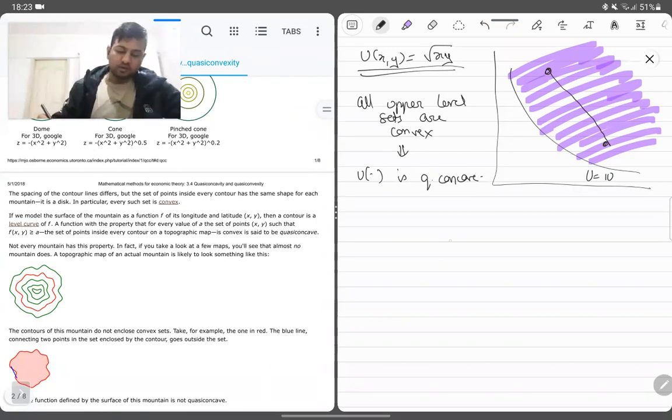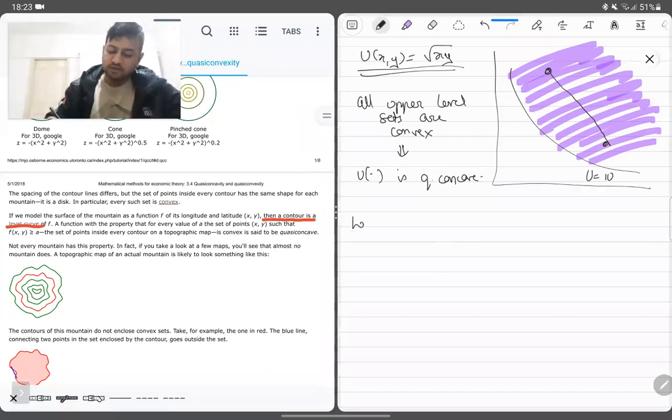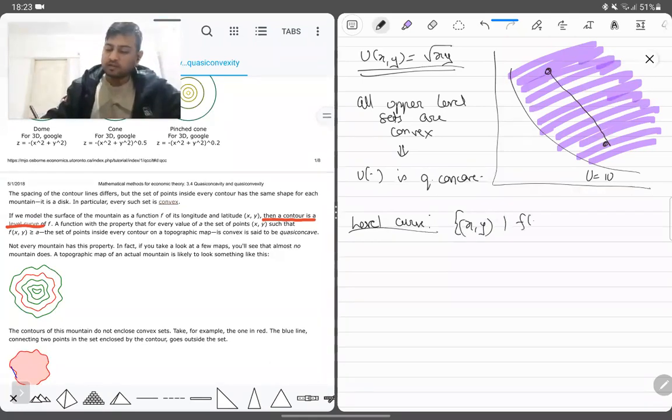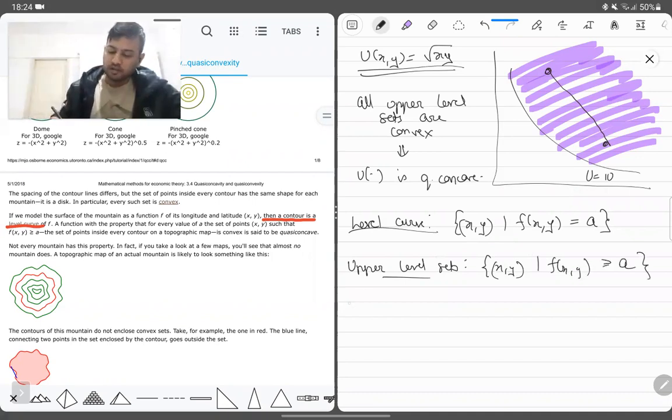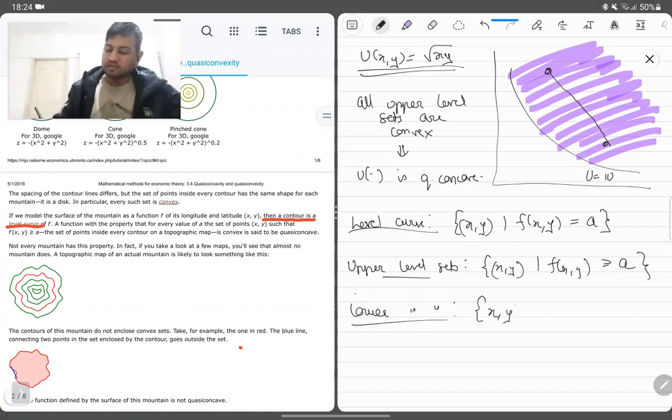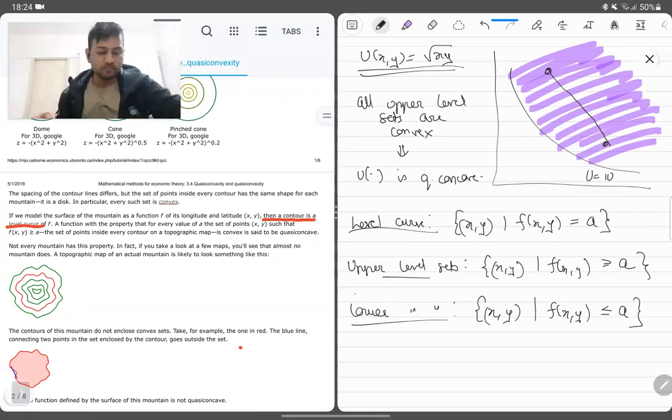Okay. So here we are going to look at some definitions. First, the contours are called level curves. So what is a level curve and a level set? A level curve is basically all points x comma y such that f at x comma y is equal to a. Okay, and upper level sets, they are all points x comma y such that f of x comma y is greater than or equal to a. Okay, and then we have lower level sets. Lower level sets are all points x comma y such that f of x comma y is less than or equal to a.